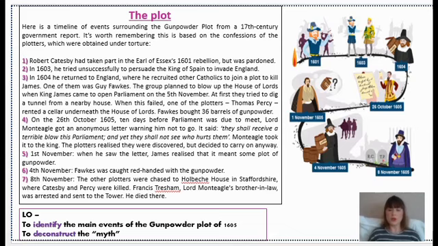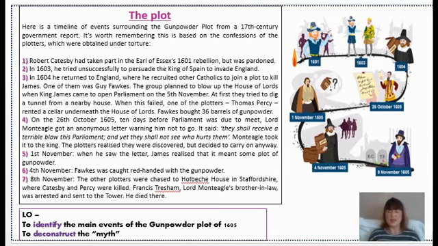The group planned to blow up the House of Lords when King James came to open Parliament on the 5th of November. At first, they tried to dig a tunnel from a nearby house. When this failed, one of the plotters, called Thomas Percy, rented a cellar underneath the House of Lords. Fawkes brought 36 barrels of gunpowder.